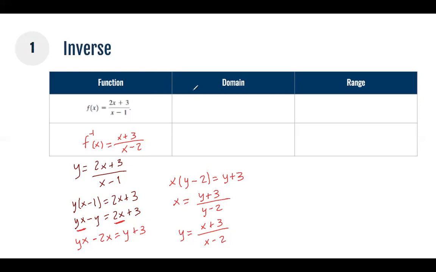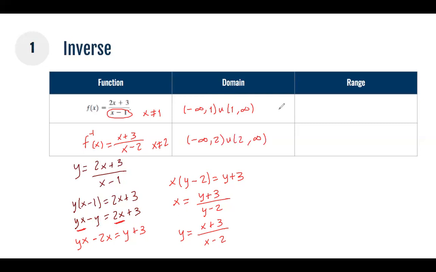We're going to start by finding the domain of the original function using the denominator of the function. So the value that should be excluded from the domain is 1. That means that our domain is going to be the interval going from minus infinity to 1 and from 1 to infinity. And on the inverse function, the value that should be excluded from the domain is 2. So the domain is going to go from minus infinity to 2 and from 2 to plus infinity.